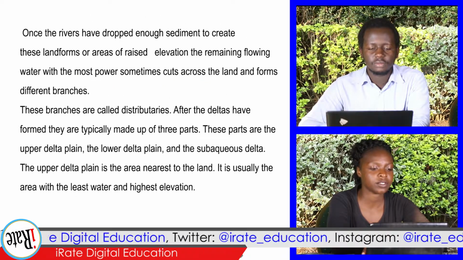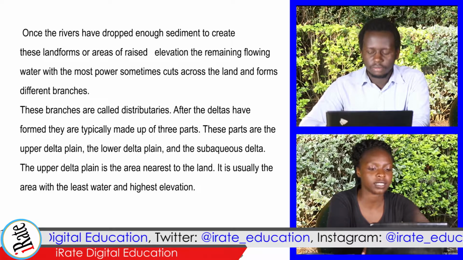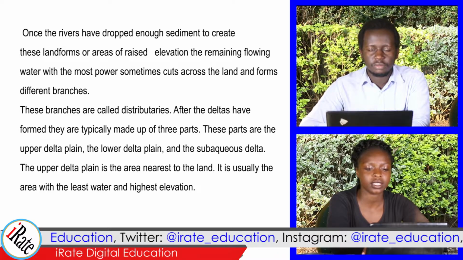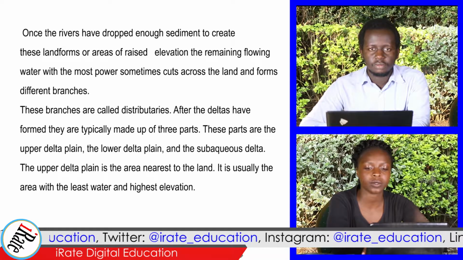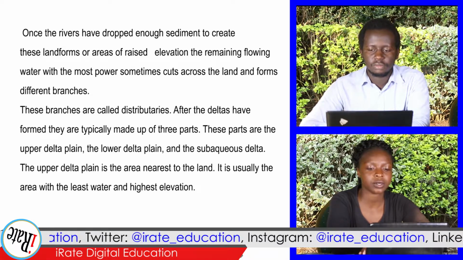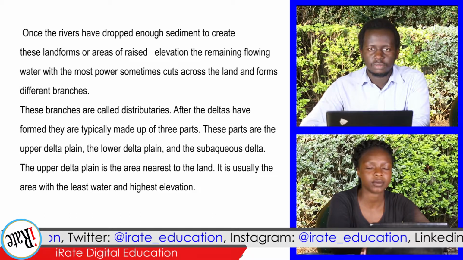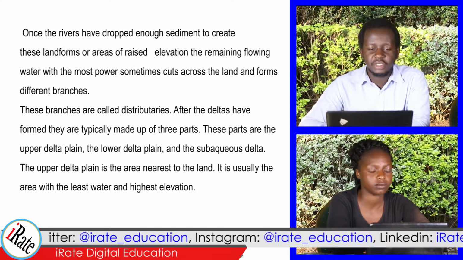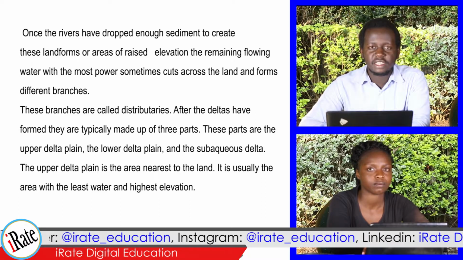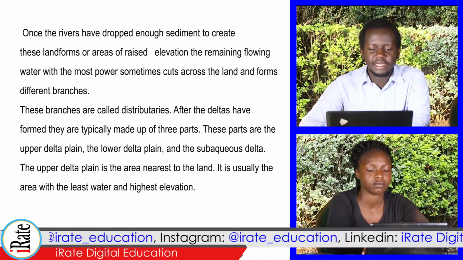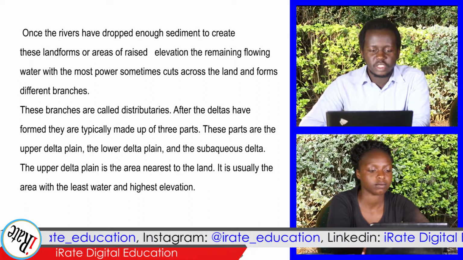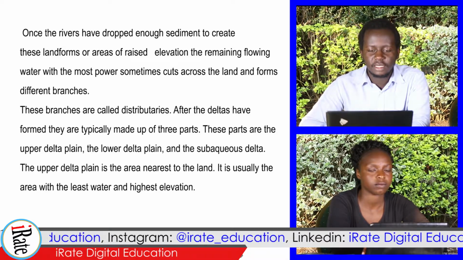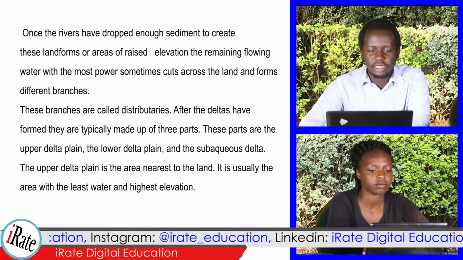Once the rivers have dropped enough sediment to create these landforms or areas of raised elevation, the remaining flowing water with the most power sometimes cuts across the land and forms different branches. These branches are called distributaries. After the deltas have formed, they are typically made up of three parts. These parts are the upper delta plain, the lower delta plain, and the subaqueous delta.